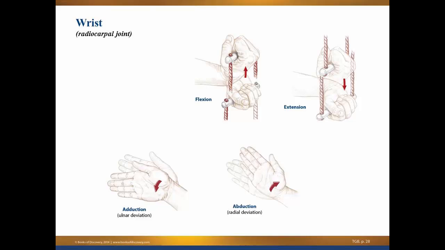In this slide, we see the wrist or the radiocarpal joint. Why would it be called the radiocarpal joint? The radius and the carpal bones articulate. Remember the pathology carpal tunnel syndrome? Carpals are the 8 bones of the wrist. Our images show flexion and extension of the wrist.